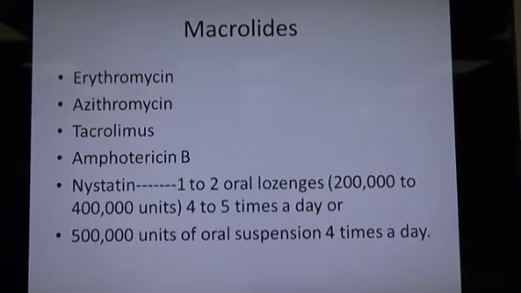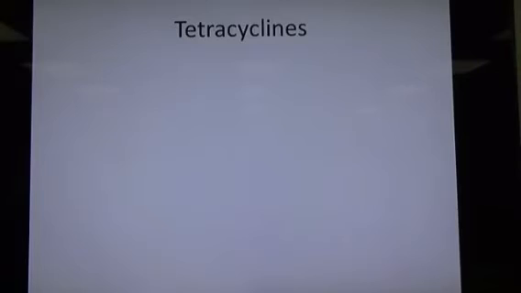Tacrolimus is an immunosuppressant. It causes less gingival enlargement than cyclosporin. Amphotericin B is an IV antifungal, given only in severe cases of fungal infections. Then you have tetracyclines.